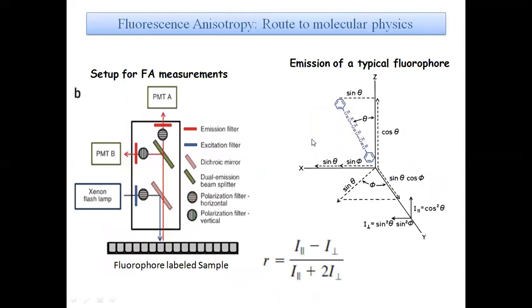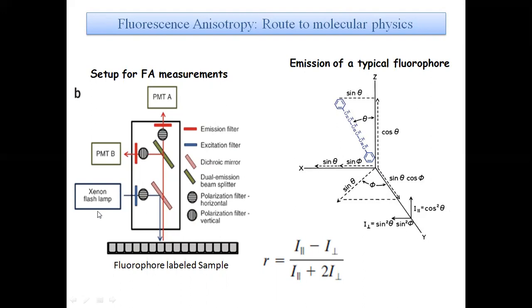Now, fluorescence anisotropy. It is the phenomenon where light emitted by a fluorophore molecule has unequal intensities along different axes of polarization. Here a typical fluorophore molecule has different emissions along the axes. These dotted lines represent the different emissions along different axes. This is a typical fluorescence anisotropy measurement.